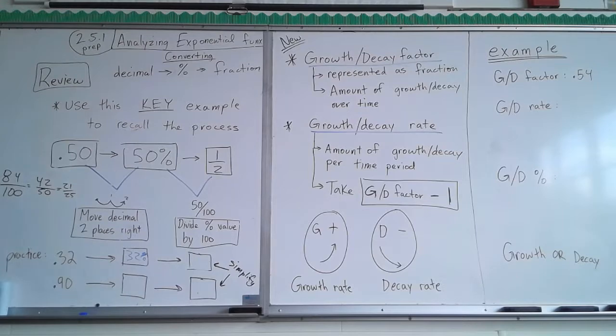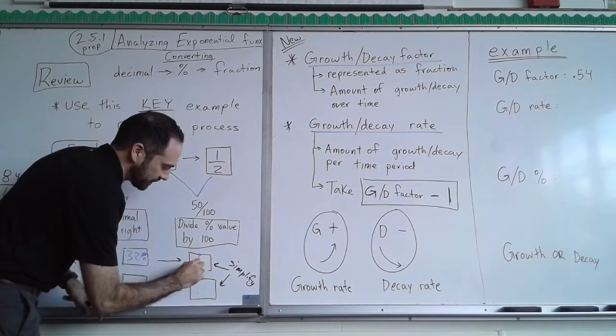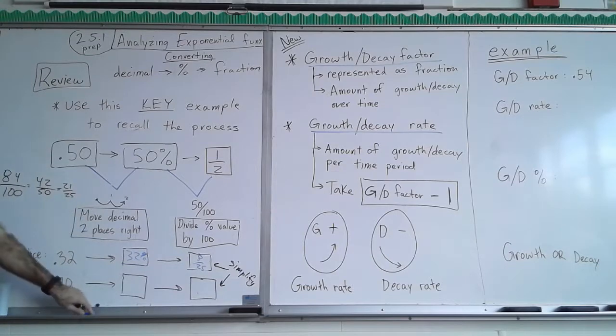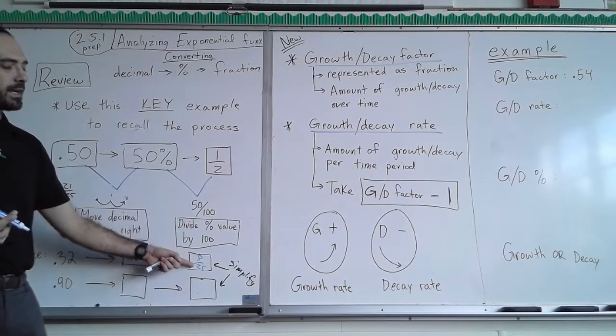Nice. All right. How did you know to stop at 8 over 25? Because you can't simplify 8. Right. There's no multiple that goes into 8 and into 25. So we know we're done.